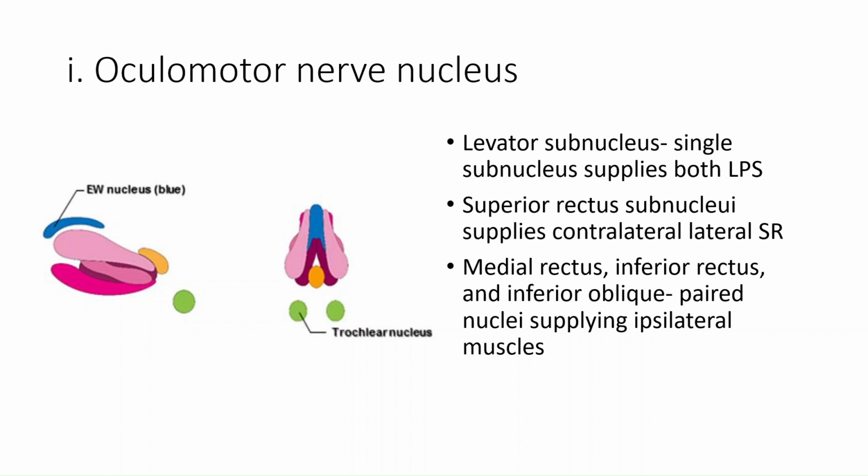The nucleus is located at the level of the superior colliculus in the midbrain. It is a group of multiple subnuclei, of which the first one is the levator subnucleus. It is a single subnucleus present in the superior aspect of the complex, and it supplies bilateral LPS. The next is the superior rectus subnucleus, which supplies the contralateral superior rectus. Then we have the medial rectus, inferior rectus and the inferior oblique paired nuclei, which supply the ipsilateral muscles.